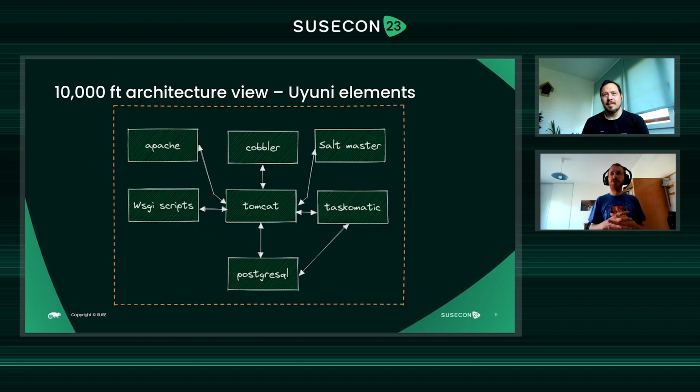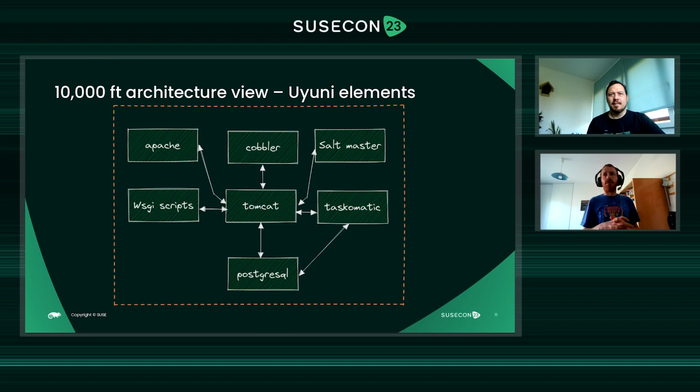How is Uyuni working from a very high level? It's a 10,000 feet architecture view. The core piece of Uyuni is the Tomcat with the server, the Java application running as a servlet here. This is what embeds everything. The React UI will call it. The XML-RPC calls that are running in WSGI scripts will call it as well.